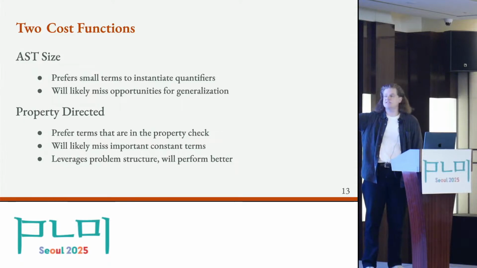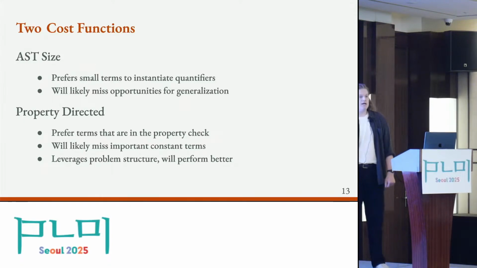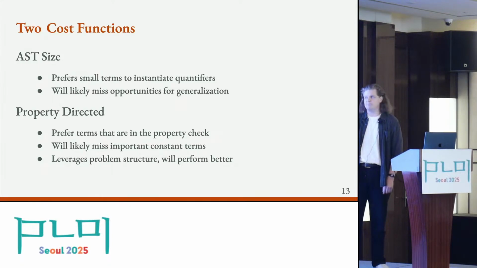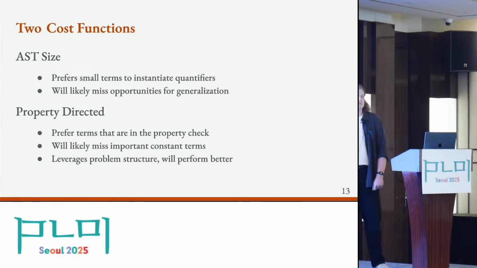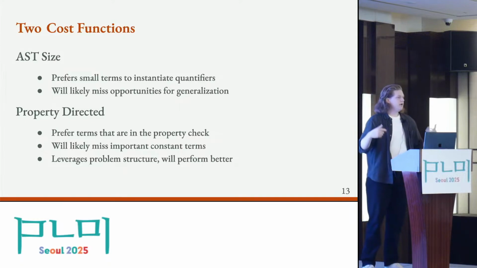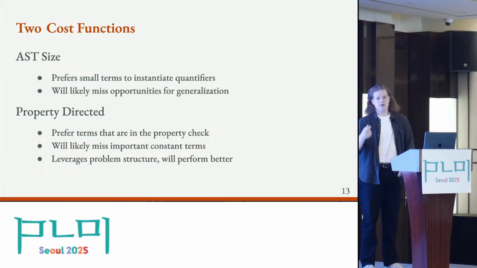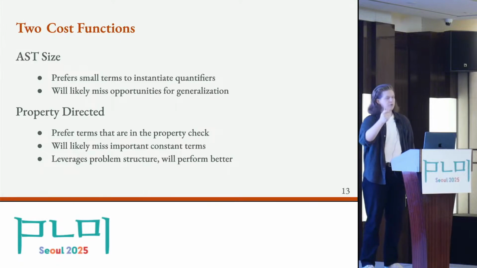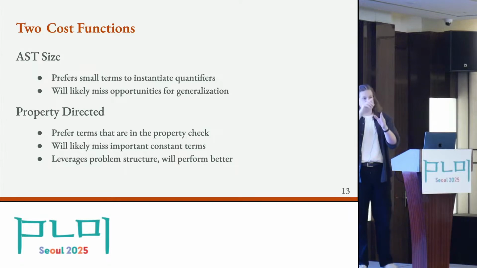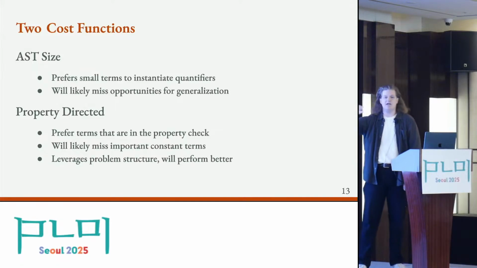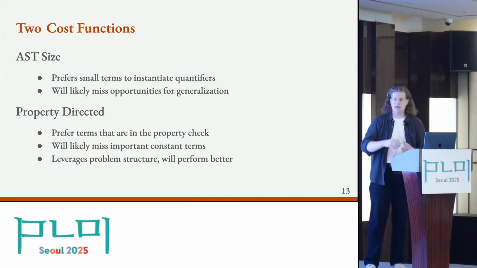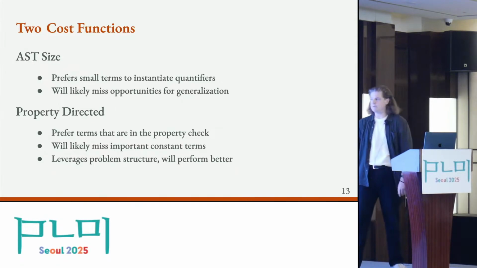The first is AST size. This is a very naive implementation of a cost function. We're just going to prefer small terms to instantiate those quantifiers. And this is likely going to miss opportunities for generalization. To get a sense of this, you could think that we might instantiate a quantifier with the constant term 0, where actually we would want to use some more complex term like select A at some particular index. And that's going to be the key to allow us to move forward in the proof. But with the AST size, we're just going to plug in the smallest possible term, and we'll likely diverge at that point.